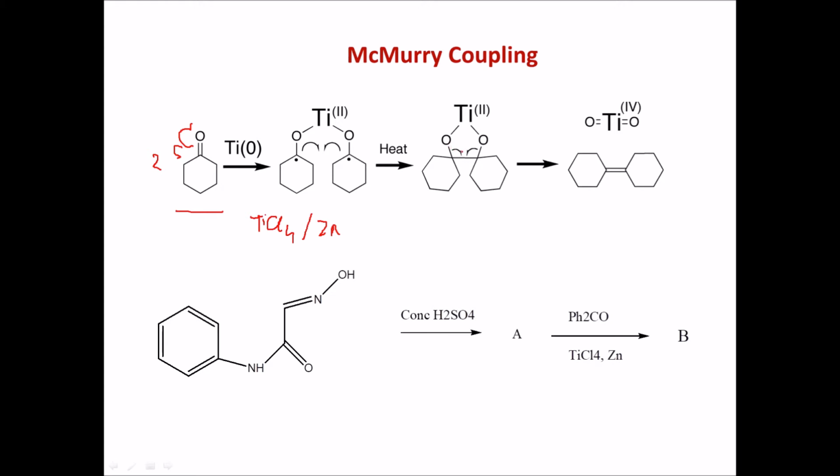Then again a free radical cleavage takes place, with this particular bond donating one electron and this particular bond donating one electron, to get an alkene and titanium dioxide as the side product. So basically, from the two carbonyl compounds a coupling reaction is taking place and we are getting an alkene.